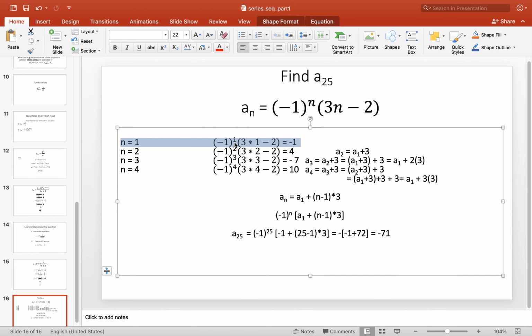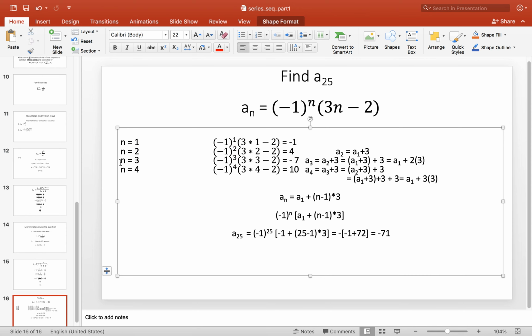So this is a negative because n is odd. Again, watch my other videos. 3 times 1 is 3. 3 minus 2 is 1. So negative 1. Simple. When n is 2, take a look at this. Plug in 2 here, and then you plug in 2 here. So negative 1 squared is positive. That's why this is positive. And n is 2 here. So 2 times 3 is 6. 6 minus 2 is 4.